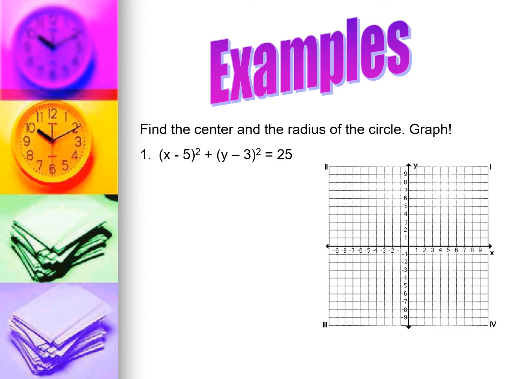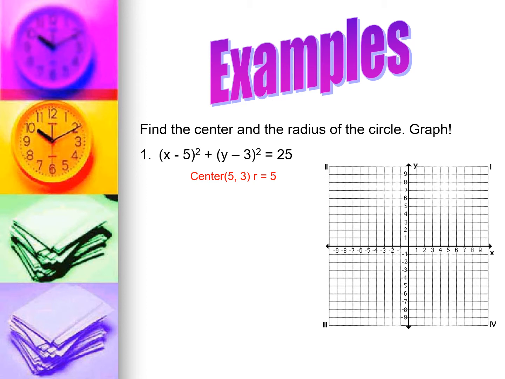All right, let's do a few examples. Here we have a pretty long equation, (x - 5)^2 + (y - 3)^2 = 25. Your job is to find the center of the circle and the radius. Well, the center is where the h and the k was. It's the 5 and the 3. Notice I'm using the positive 5 and the positive 3. And then the radius is the square root of that 25, which is just 5.